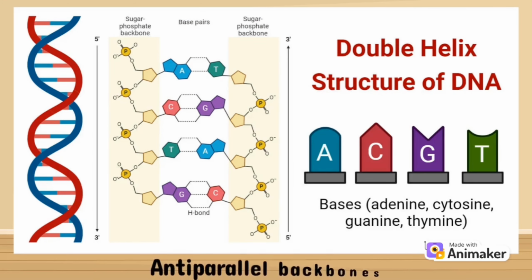The double helix structure of DNA was proposed by Watson and Crick. Two strands run in opposite directions, known as antiparallel backbones. The nitrogenous bases pair correctly, adenine with thymine and cytosine with guanine, forming the stable structure that stores genetic information.